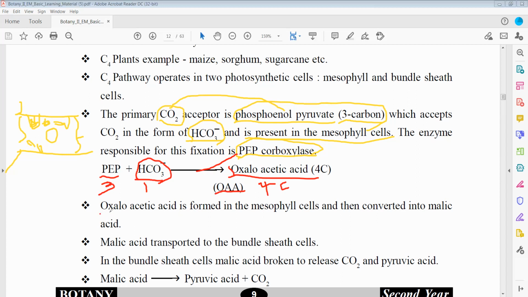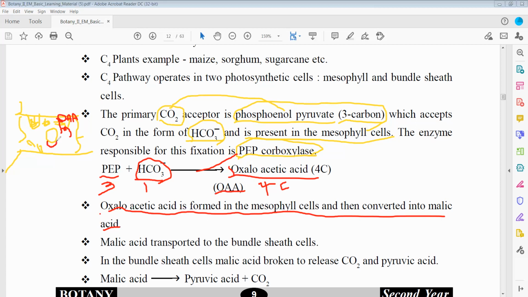Next, oxaloacetic acid. Oxaloacetic acid is formed in the mesophyll cells, then converted into malic acid. In the mesophyll cells, OAA is converted into malic acid. Malic acid is then transported to the bundle sheath cells.